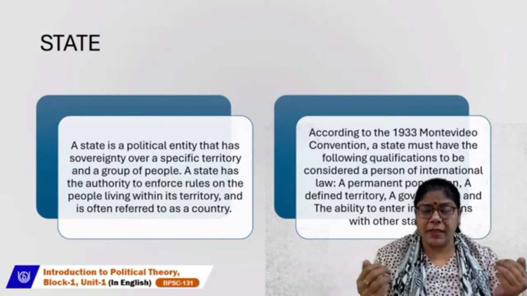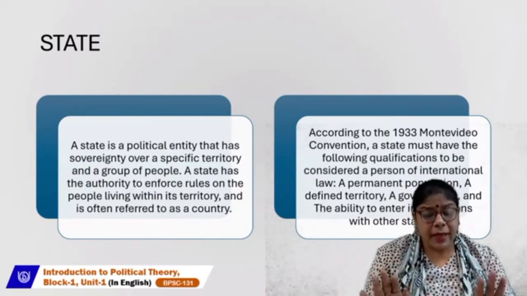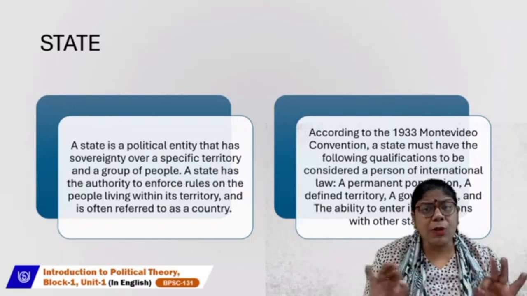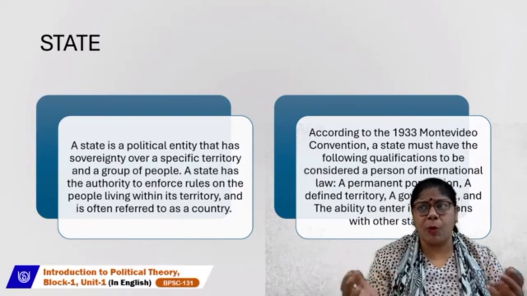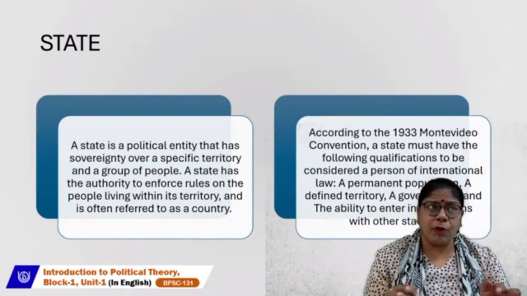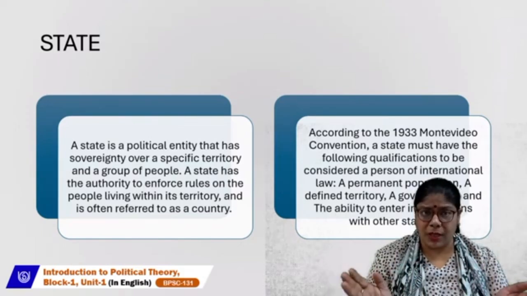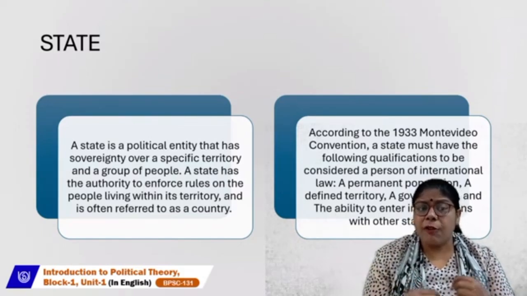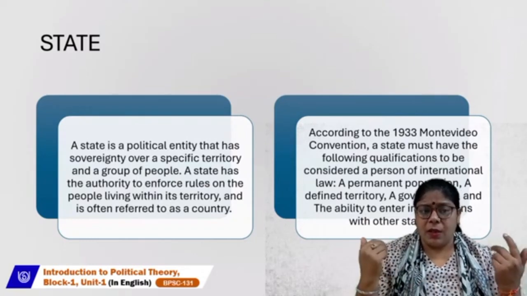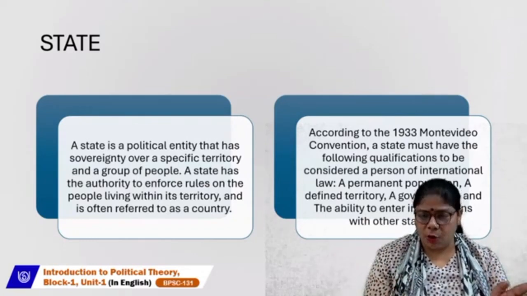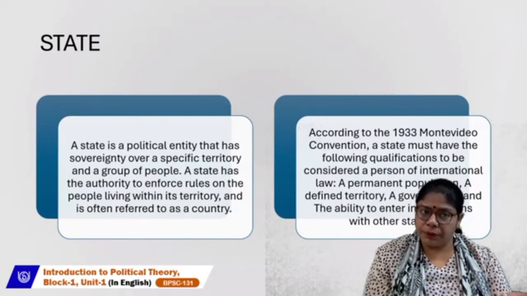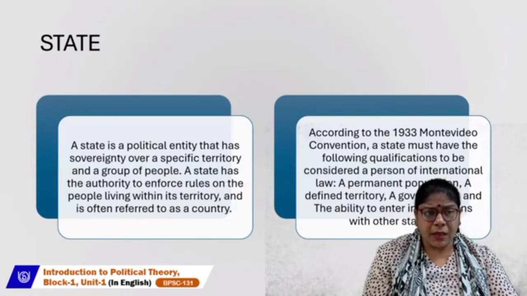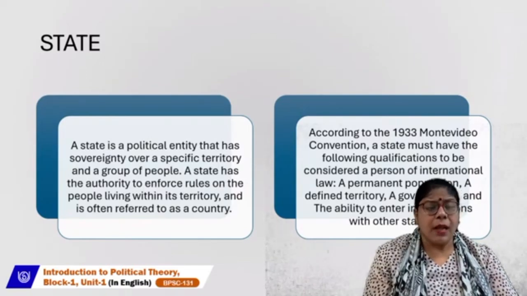So if we talk about any state, it has a permanent population. Here we are not talking about the state in the sense that we generally ask, how many states and union territories do we have, so we have 29 states. No, we are not talking about that state. From the definition you have understood that we are talking of a political entity which has a specific territory and a group of people, and it has the ability to enter into relations with other states. So this is the state. I think now you have understood properly what the state is and what politics is.